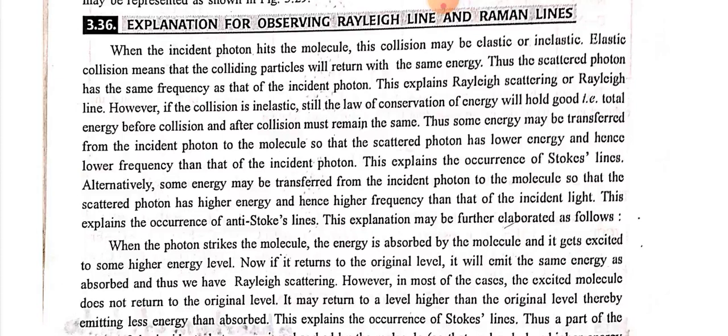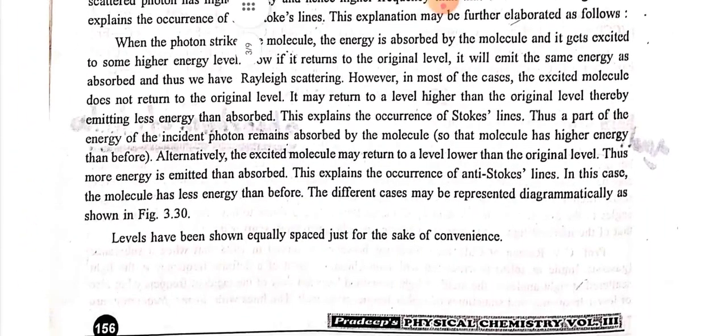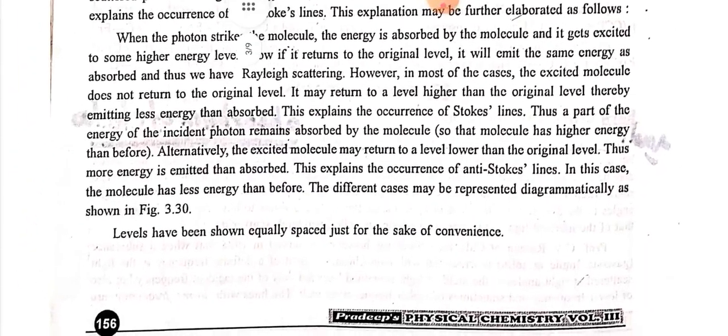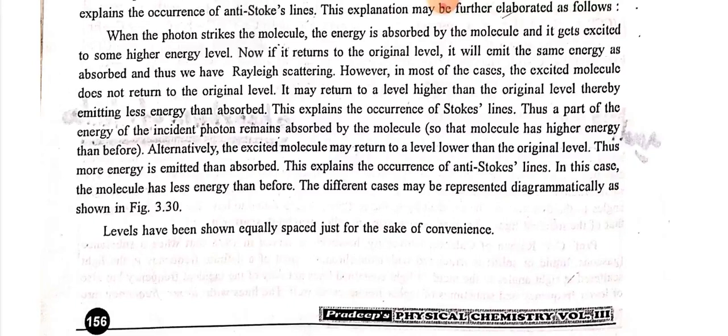This explanation may be further elaborated as follows. When the photon strikes the molecule, the energy is absorbed by the molecule and it gets excited to some higher level. Now, if it returns to the original level, it will emit the same energy as absorbed, and thus we have Rayleigh scattering. However, in most cases, the excited molecule does not return to the original level. It may return to a level higher than the original level, thereby emitting a lesser energy than absorbed. This means there occur Stokes lines.